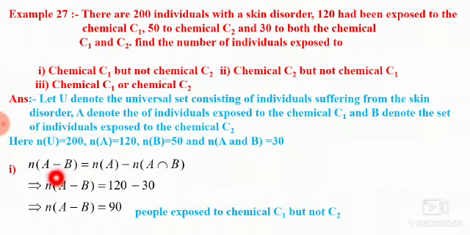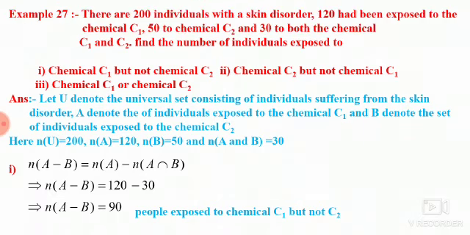Now the first question is to find the number of individuals exposed to chemical C1 but not C2, that is n of A minus B, given by the formula n of A minus n of A intersection B. n of A, the number of individuals exposed to chemical C1, is 120, minus the number exposed to both C1 and C2, which is 30. Therefore 120 minus 30 is equal to 90. Therefore there are 90 people exposed to chemical C1 but not C2.